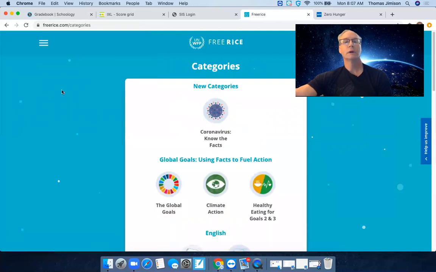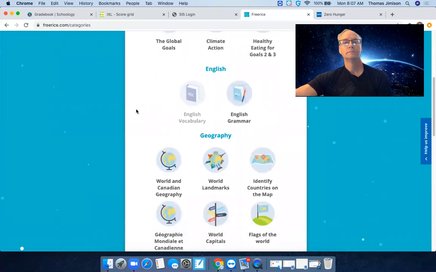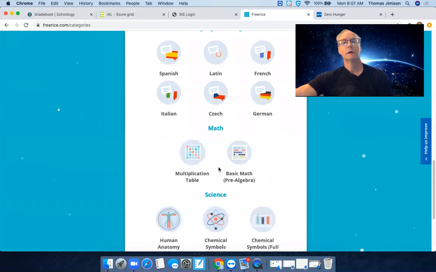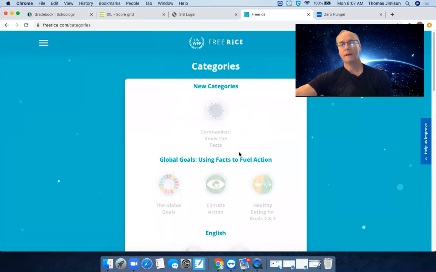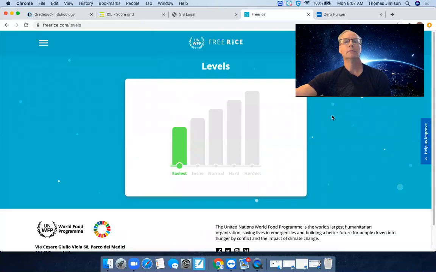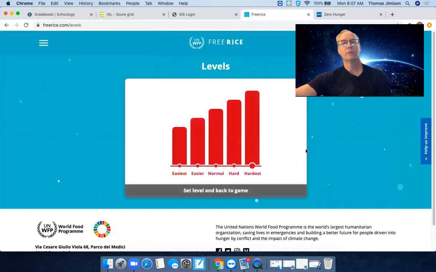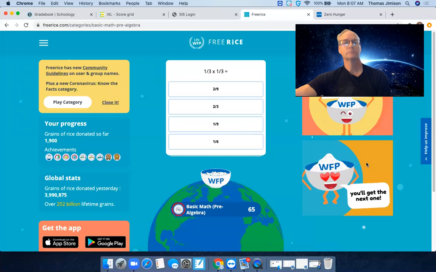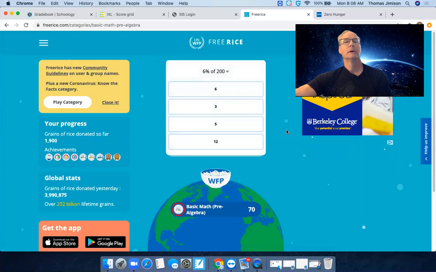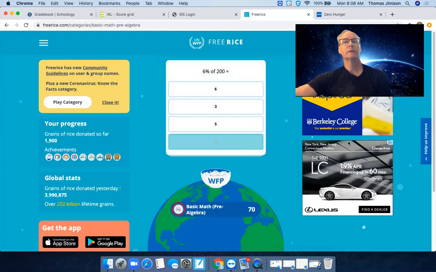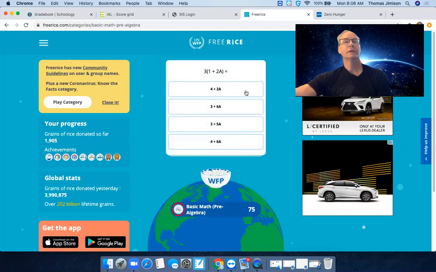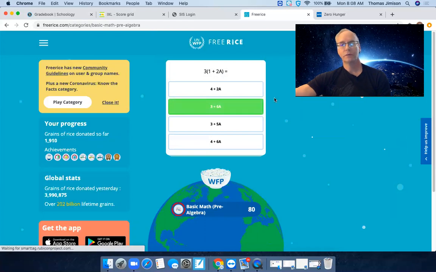Again, the category you want, and there's quite a few others, but either multiplication table or basic math. And let's see how many levels there are. I don't think there's very many levels for this one. I wish they had more. Oh, well, let's look at the hardest level. 1/3 times 1/3 is 1/9. 6% of 200 is 12. And 3 times 1 plus 2a is 3 plus 6a. Have to use the distributive property and so on.